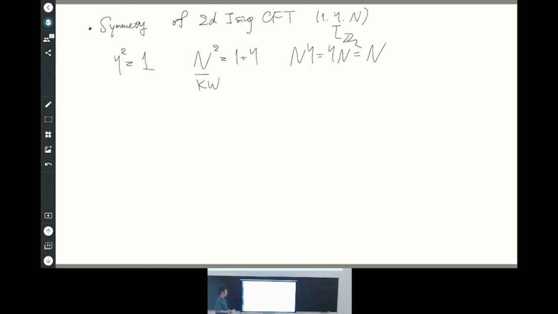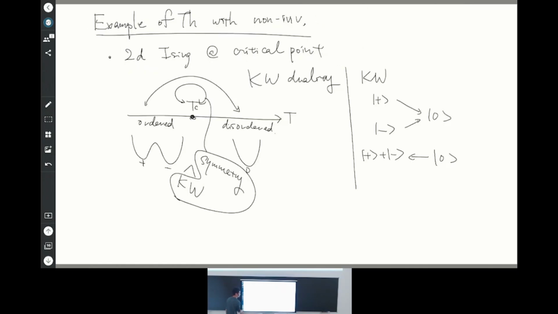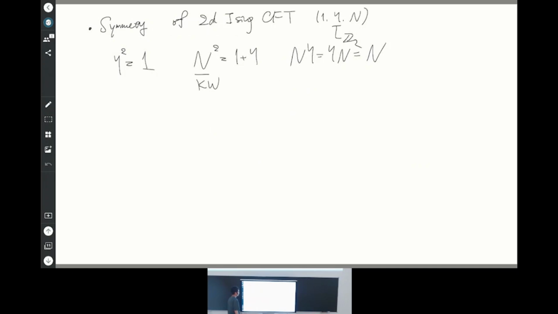So, you can just check that this algebra is consistent with the action on the vacua that I wrote in the previous slide. For example, let's start from plus, and I said n maps it to 0. And if you do it twice, n squared acting on plus, then you get plus and minus. But this is precisely 1 plus eta, right? Because eta flips plus to minus. Okay, so now we identified the simplest theory with non-invertible symmetry.